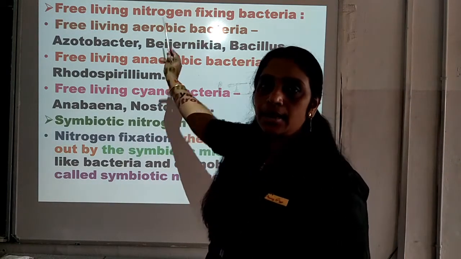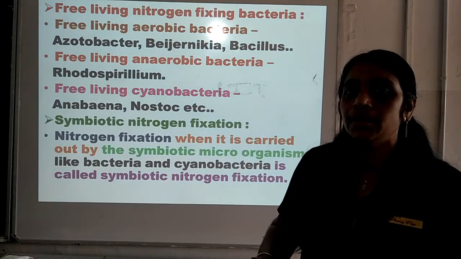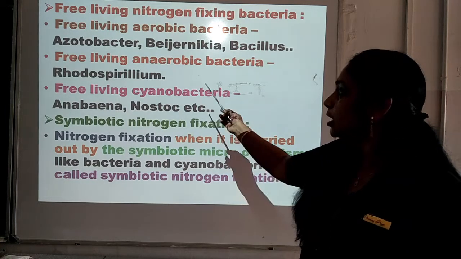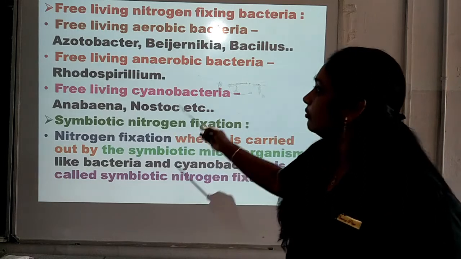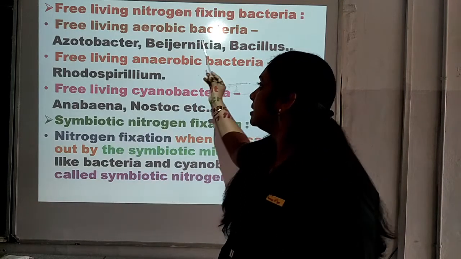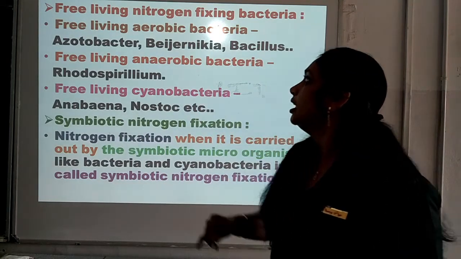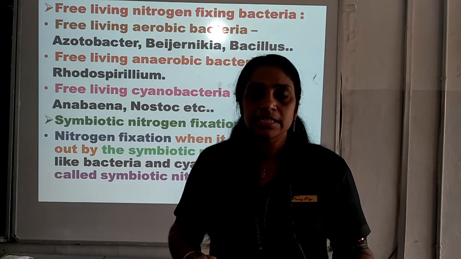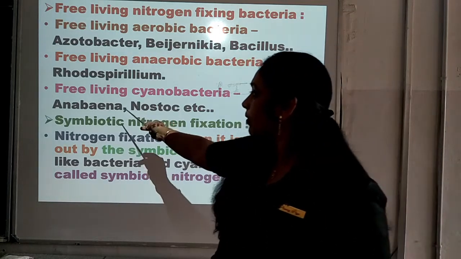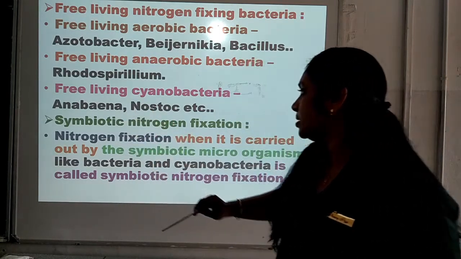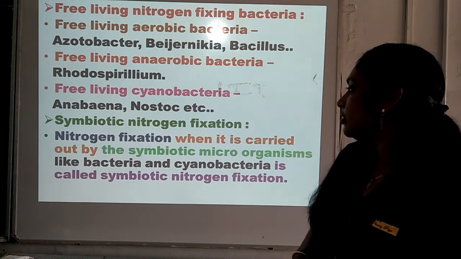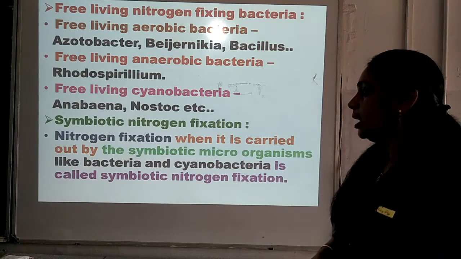These examples are again important, my dear children, because in the question paper the question used to come based on examples of the free living cyanobacteria, the free living anaerobic bacteria or the free living aerobic bacteria. So, you have to understand and study the examples of free living nitrogen fixing bacteria which help to fix nitrogen into the soil. Anabaena always used to come in the question paper, isn't it? As they are cyanobacteria. Next is symbiotic nitrogen fixation. What do you mean by symbiotic nitrogen fixation?